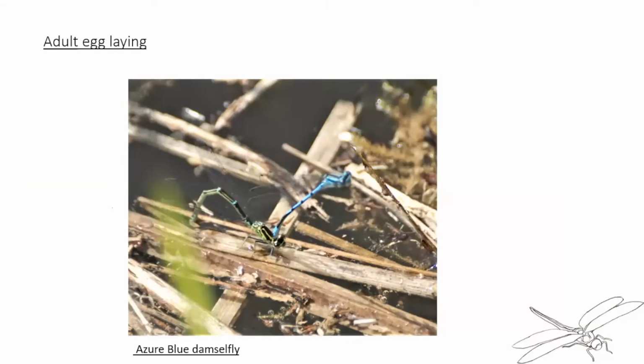This one is an azure blue. Again, you can recognise by now. You should be looking at this all the time. It's a damselfly. Eyes spread apart, wings down the length of the body.